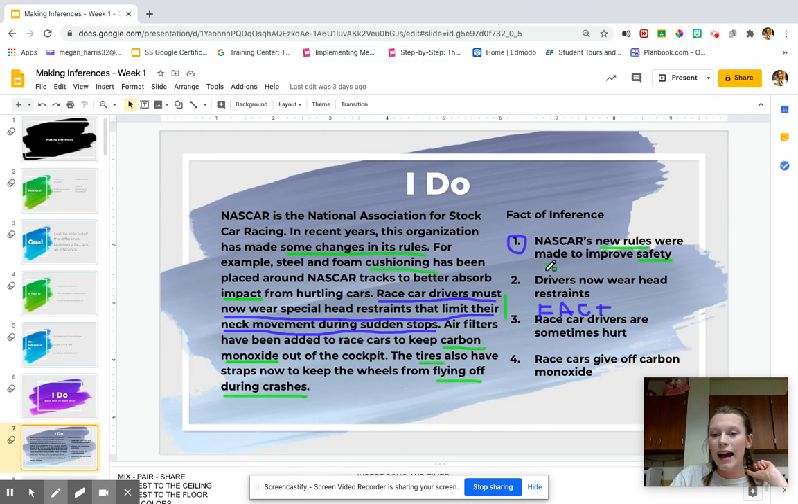So what I know about number 1 is that it is an inference. The author never, ever said that they made those new rules for safety. I had to really think about it, and I had to think about, what do I know about NASCAR? What do I know about car crashes? What do I know about rules? Well, rules are there to keep us safe, right? So I have to use clues in the text and what I know about those clues to make this guess. So this is the guess that was made, that NASCAR's new rules were made to improve safety.